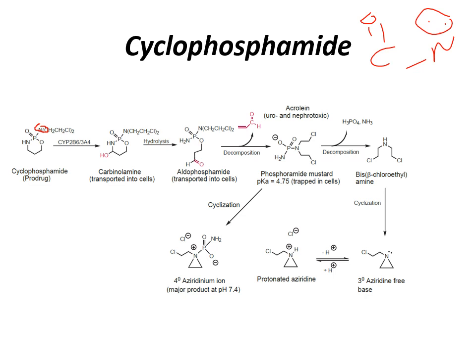this nitrogen is not nucleophilic enough to do the nucleophilic attack and generate the aziridinium ring, because it's next to this phosphate. So this drug needs to be activated. This nitrogen needs to be made more nucleophilic in order to generate the aziridinium ring. And this is how the activation step happens.